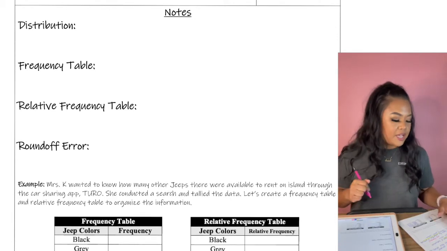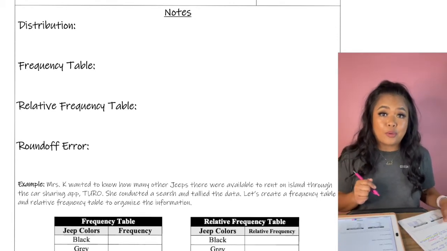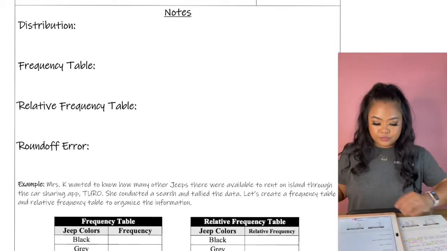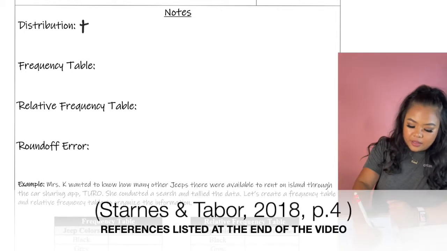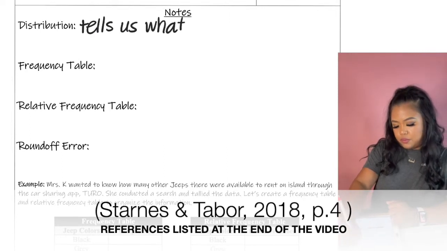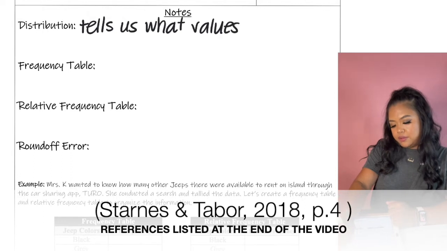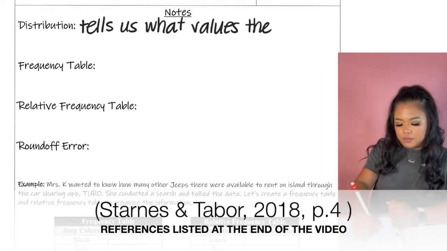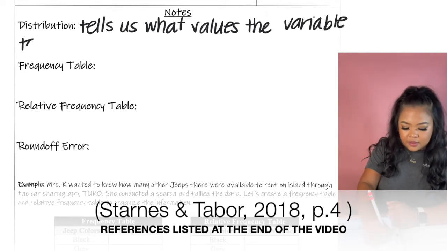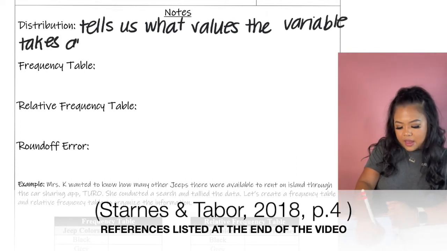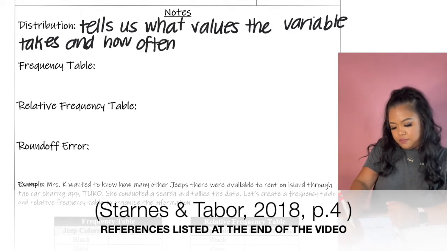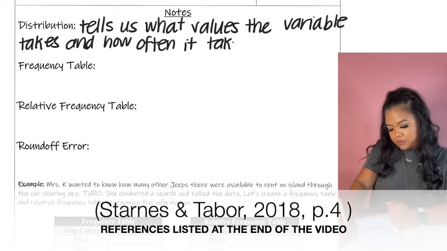Let's start this lesson off taking notes on a few vocabulary words that we're going to want to know. First, distribution. Distribution tells us what value or what values the variable takes and how often it takes those values.